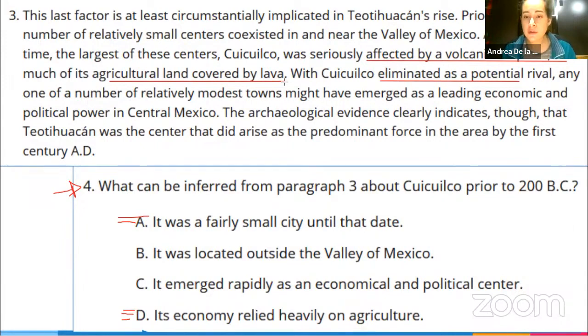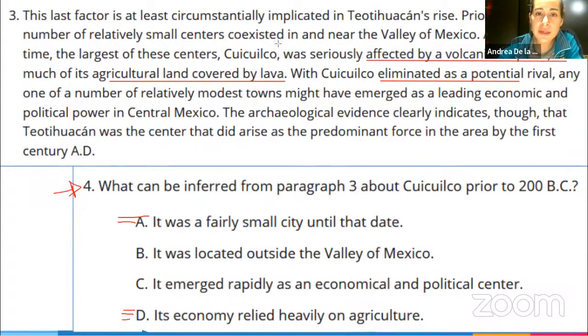So first of all, we're gonna look for what information we have about Cuicuilco prior to 200 BC. So what do we know about this city prior to 200 BC? Now it says, prior to 200 before Christ, a number of relatively small centers coexisted near the Valley of Mexico.